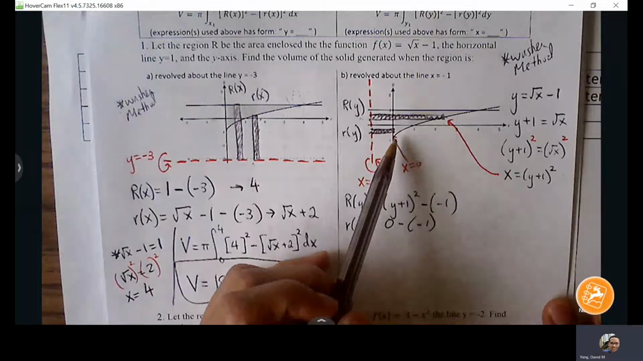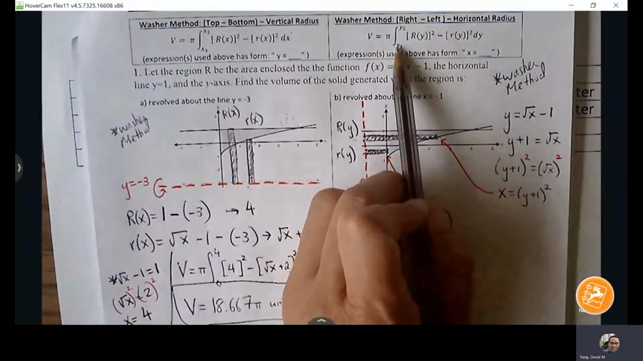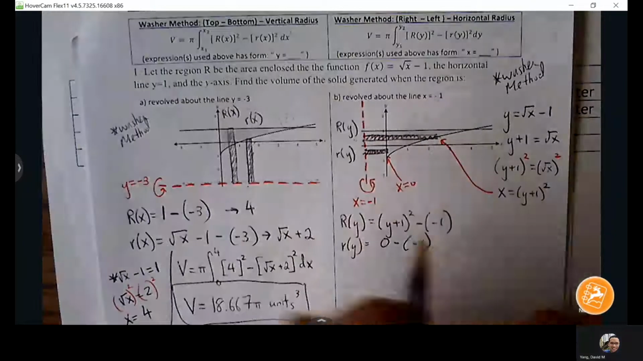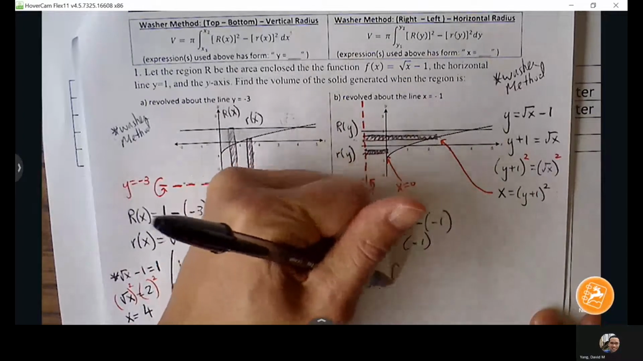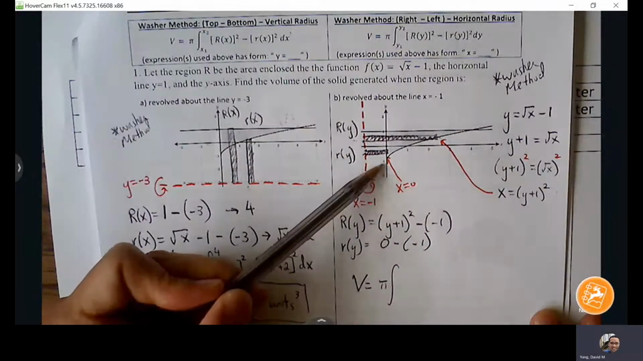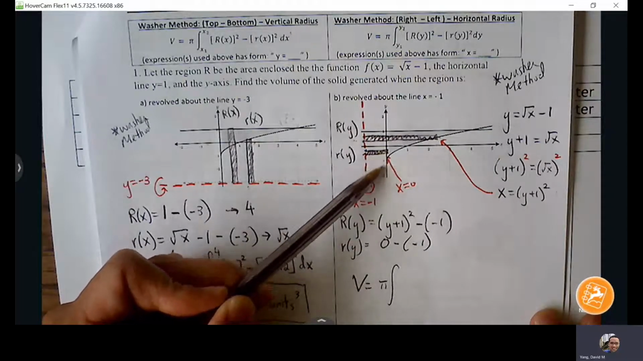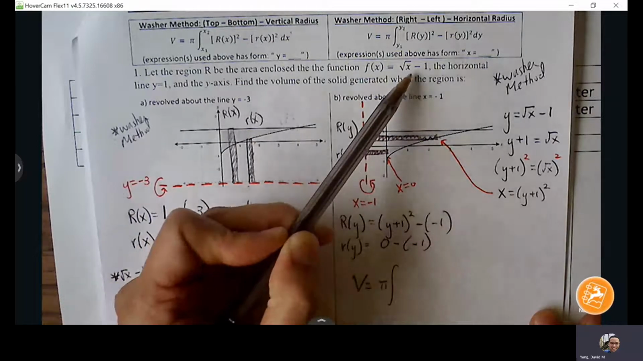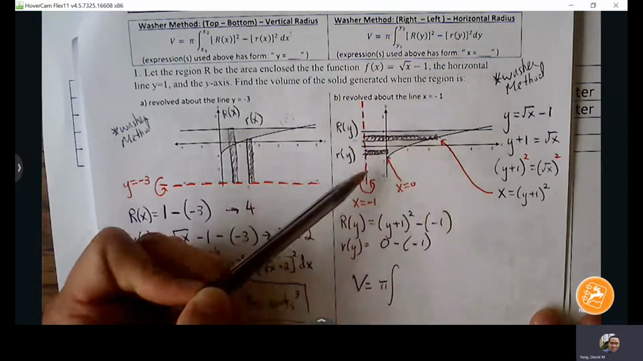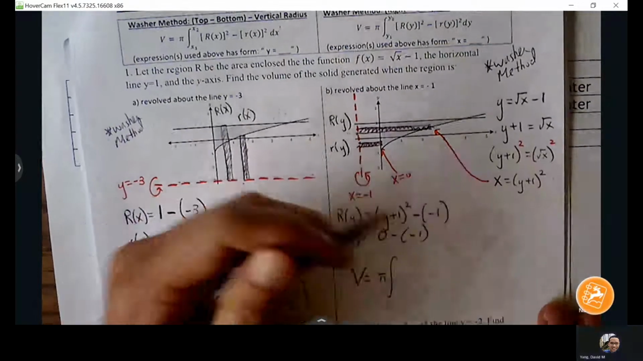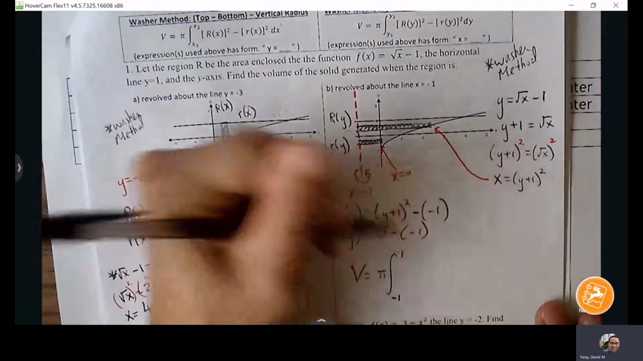We set up our bounds from the lowest to highest y value in terms of y, right? If we want to do right minus left, our bounds have to be in terms of y. The lowest y value is whatever the y value is for the curve. We know that this curve is starting at 0, so I can plug 0 into the function. Root 0 is 0, 0 minus 1 is negative 1. I know the y value at this point must be negative 1. So the lowest y value that I see is negative 1. The highest y value of my shaded region is a positive 1.